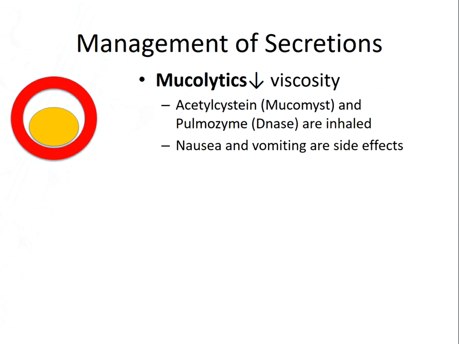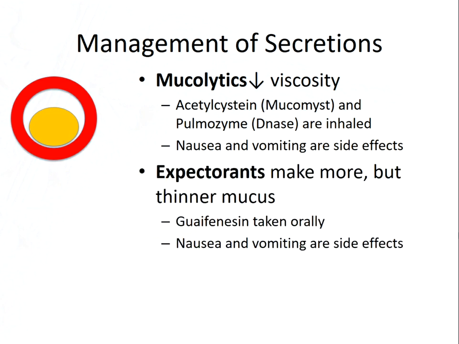So there are a couple of categories of drugs that we can use to help manage secretions, and mucolytics are one category of drug that decrease the viscosity of these secretions to help make it easier to expectorate them, to cough them out. So Mucomyst and DNase are the two primary ones. They're inhaled. They do have some side effects of nausea and vomiting. Expectorants are another category of drugs. They make thinner mucus, but they make more of that mucus. So because it's thinner, it's easier to remove.